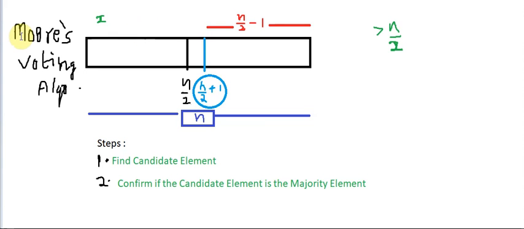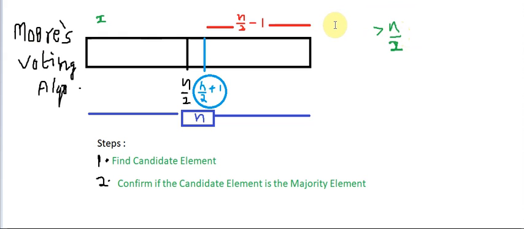Hello friends, welcome to this video, and continuing our discussion from our previous video on finding the majority element in a given array, today we will be seeing Moore's voting algorithm to find the majority element in a given array. So we have seen that the majority element is the element which occurs more than n by 2 times, where n is the length of the array.